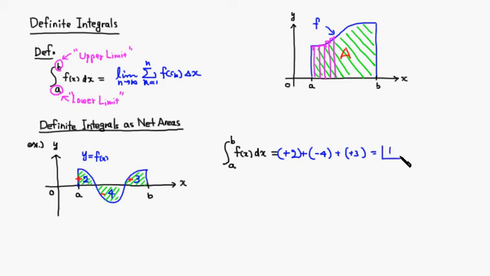So the value of this definite integral is going to be 1, because the regions above the x-axis have a positive contribution, and the regions below the x-axis have negative contributions. That's it. I hope that this was clear.